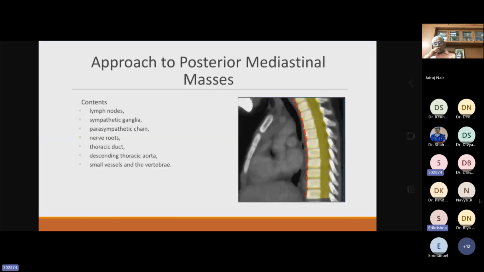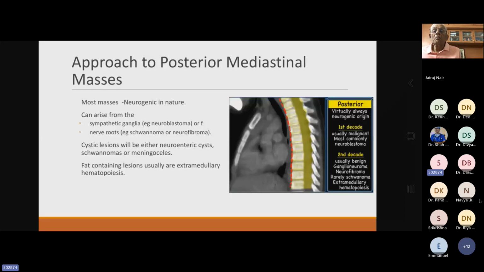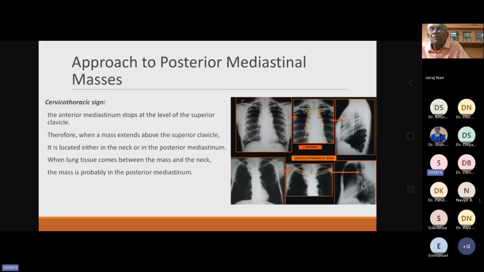The posterior mediastinal mass includes the contents: lymph nodes, sympathetic ganglia, parasympathetic chain, nerve roots, descending thoracic aorta, thoracic duct, and small vessels. Posterior mediastinal mass tumors include first intercostal nerve tumors, including neurofibroma, neurofibrosarcoma, neurosarcoma. Sympathetic ganglia tumors include ganglioneuroma, ganglioneuroblastoma, and neuroblastoma, and paraganglioma tumors include paraganglioma and pheochromocytoma.